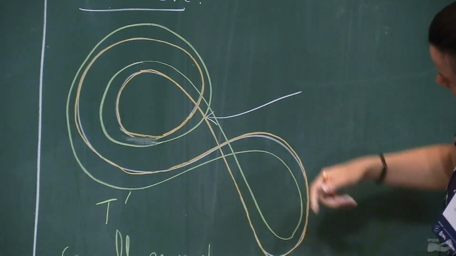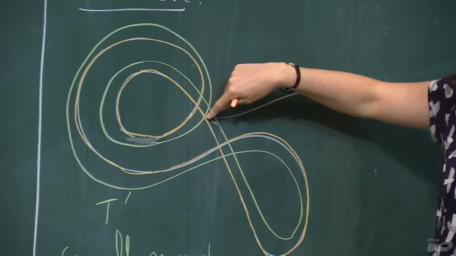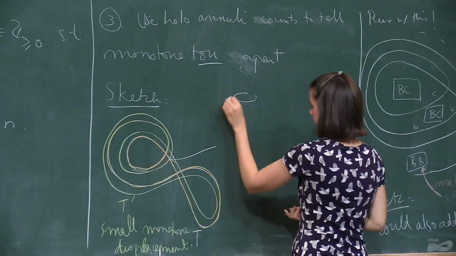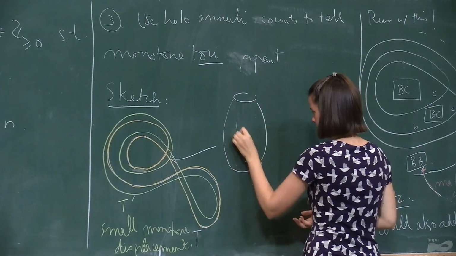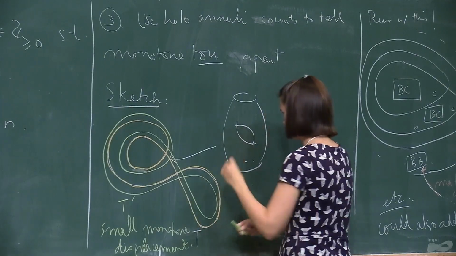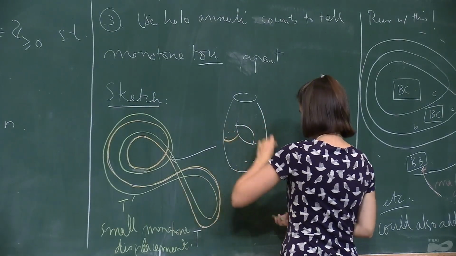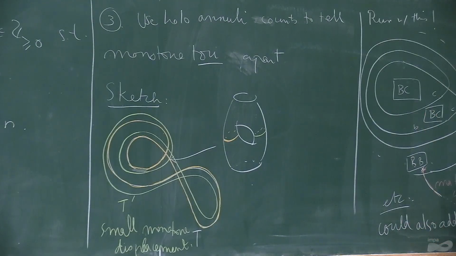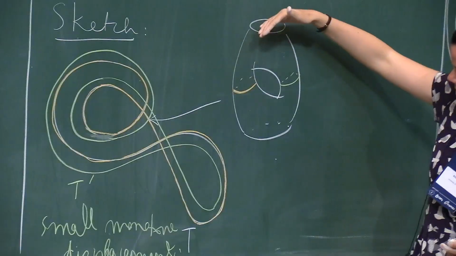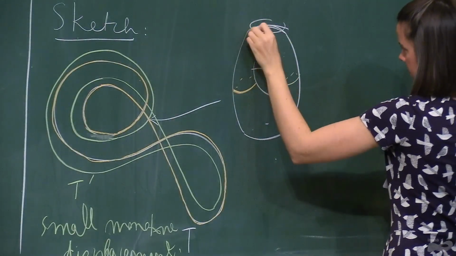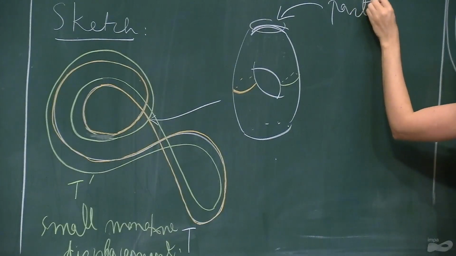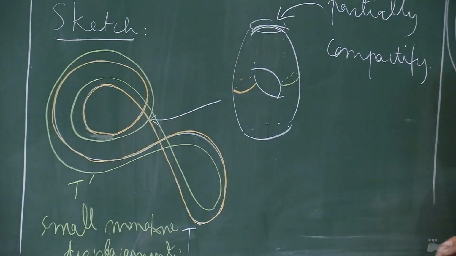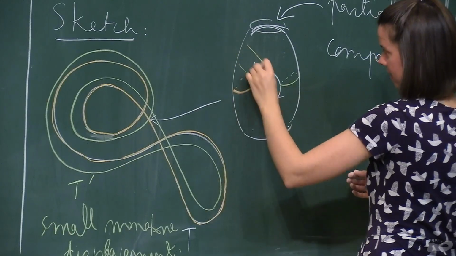So, above this intersection point, remember this is the one where you have a B in one direction and a C in another one. So, now that I've taken the push off, one of them lies, for instance, on this side, and the other one lies on that side. But now you could imagine partially compactifying, so you compactify the fibers. And now you see that I have a holomorphic annulus here.